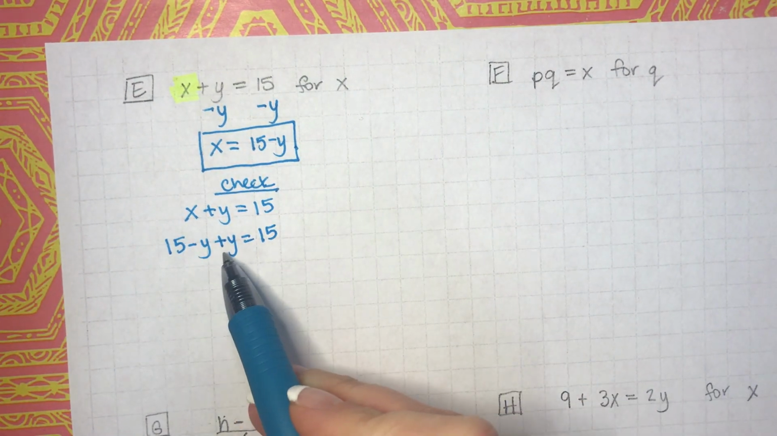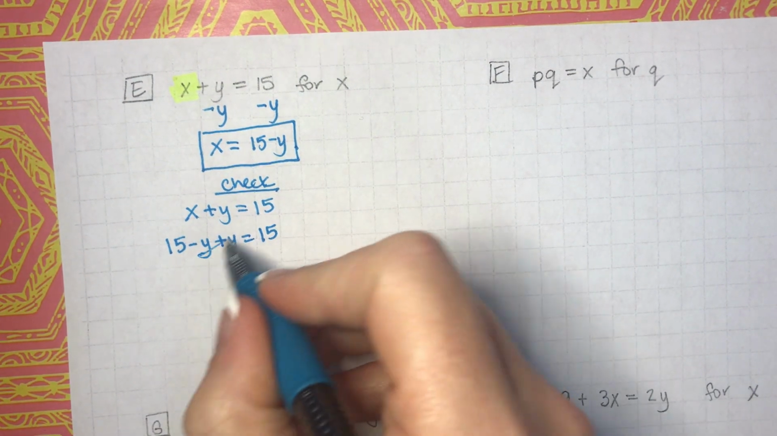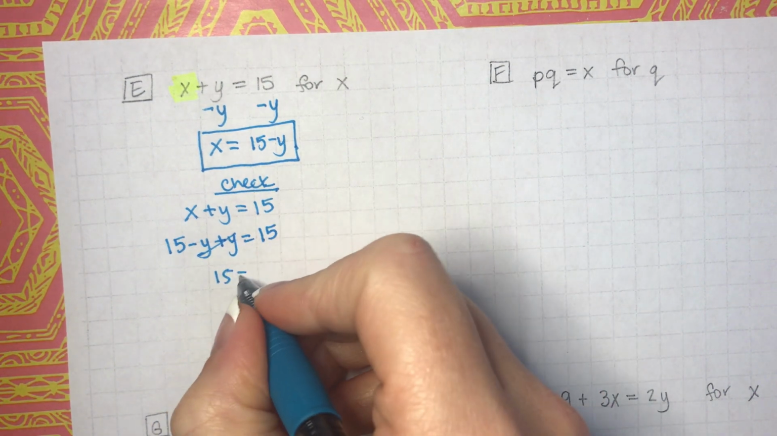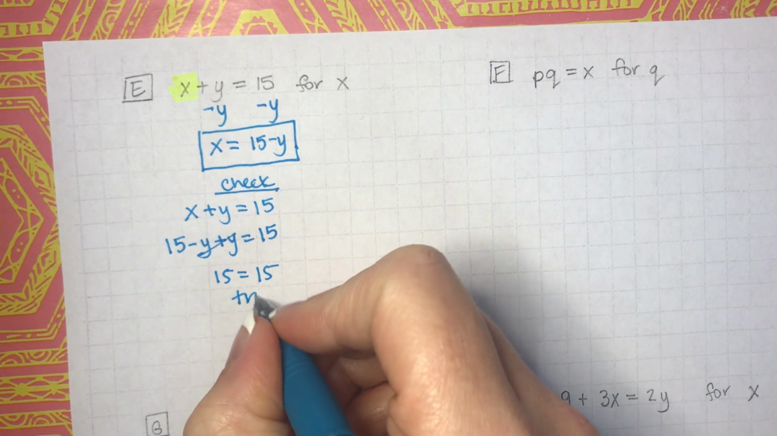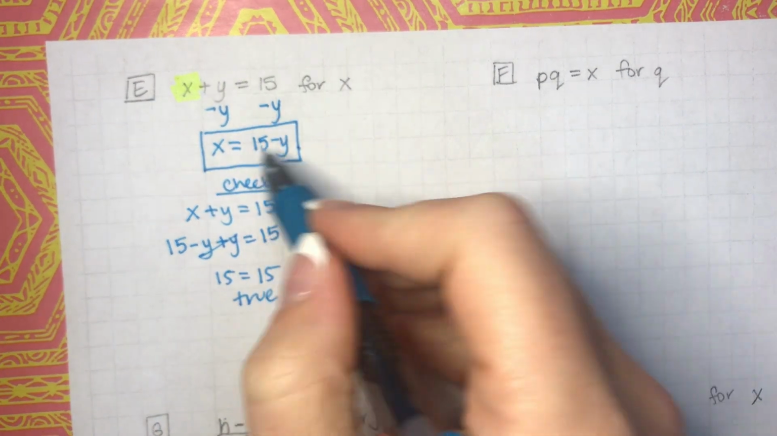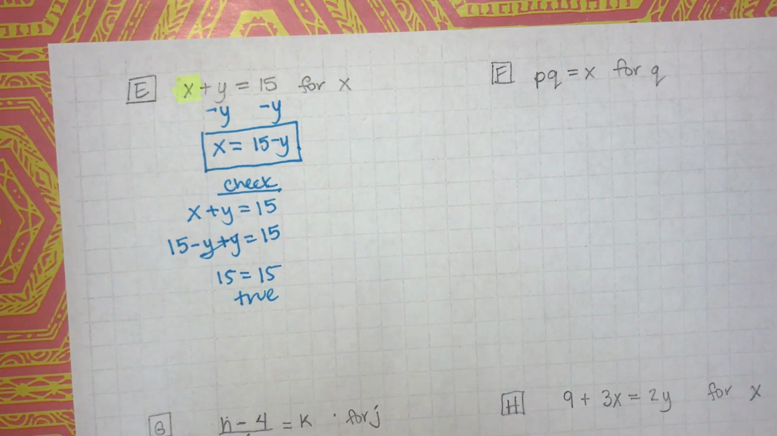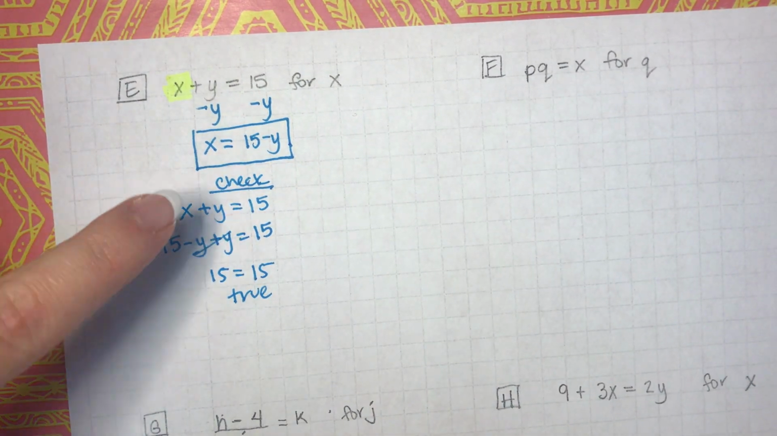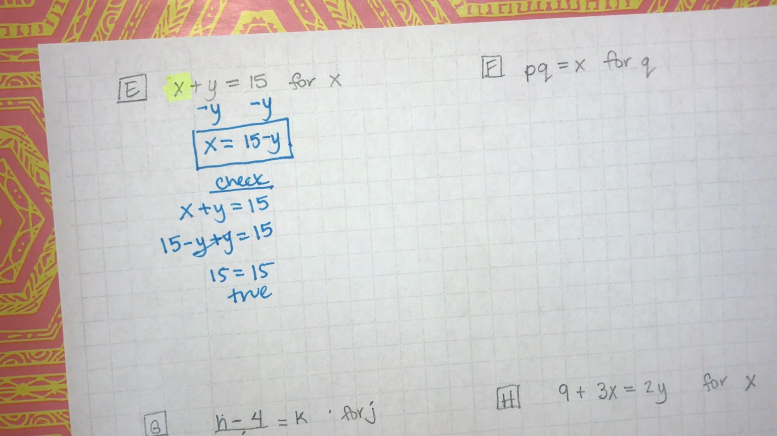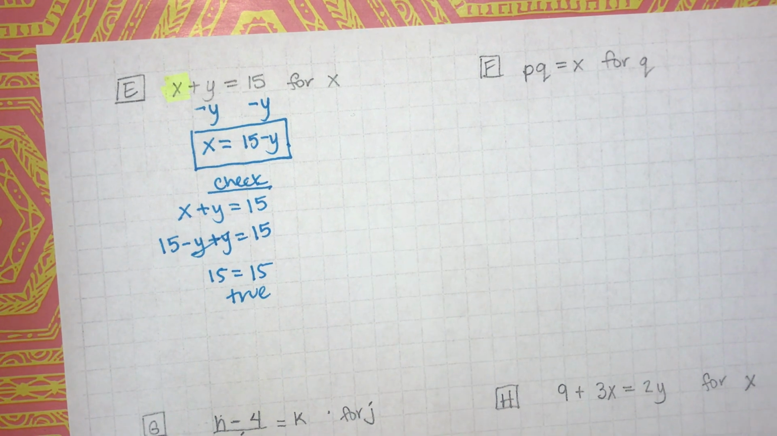And then we have negative y plus y. That's going to cancel out, and what we're left with is 15 equals 15, which is a true statement, which means our solution is the solution to the original equation. Okay, if you got that right, the answer and the check, that is amazing. Great job. Let's see how you did on F.